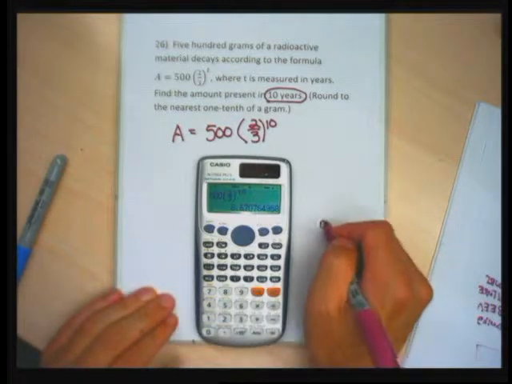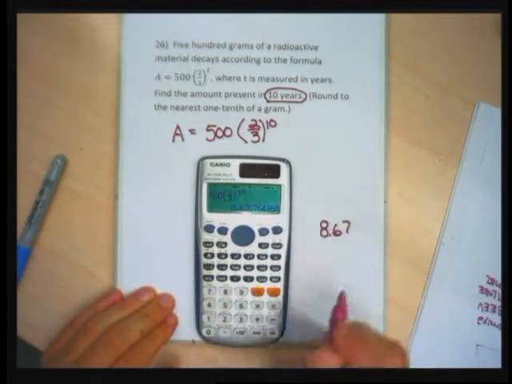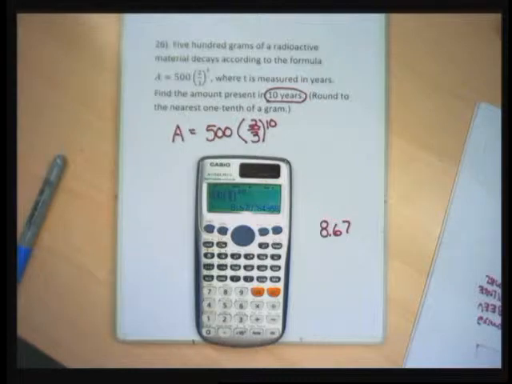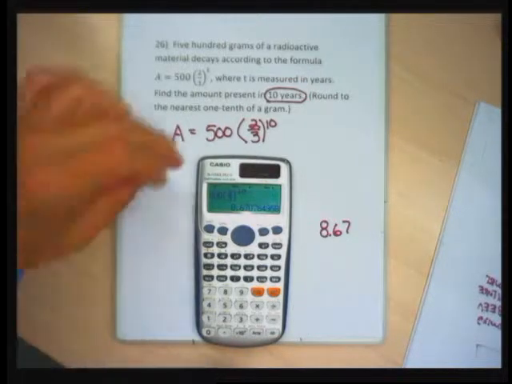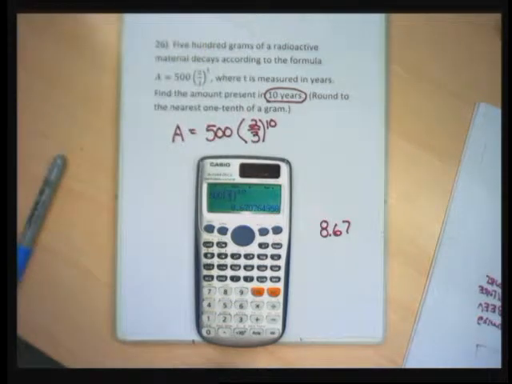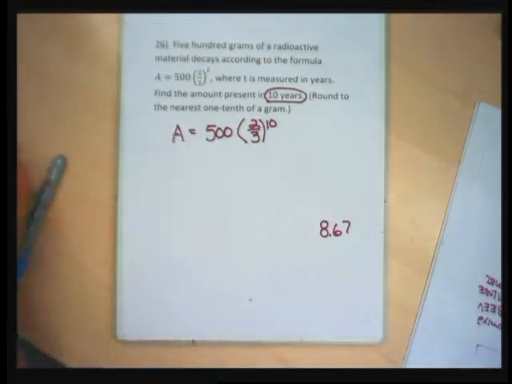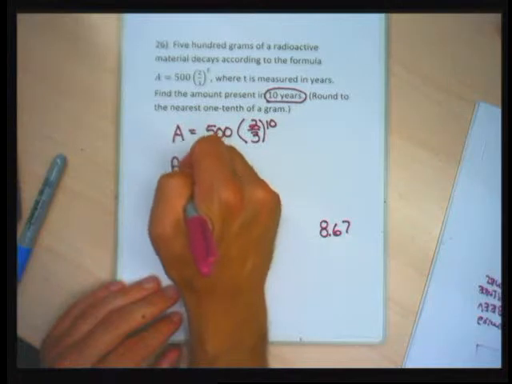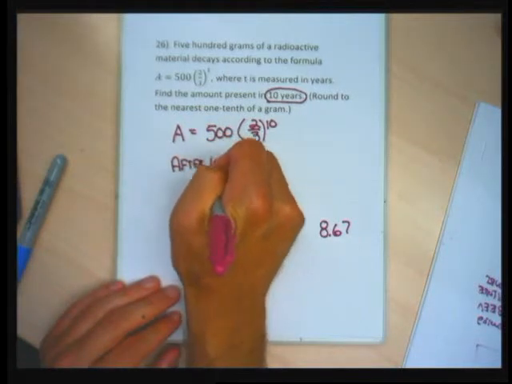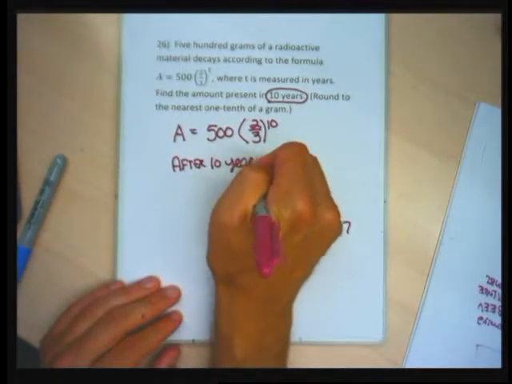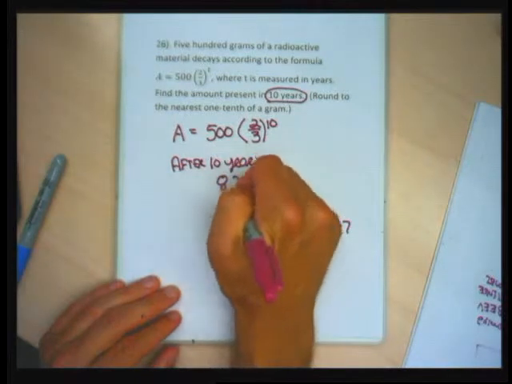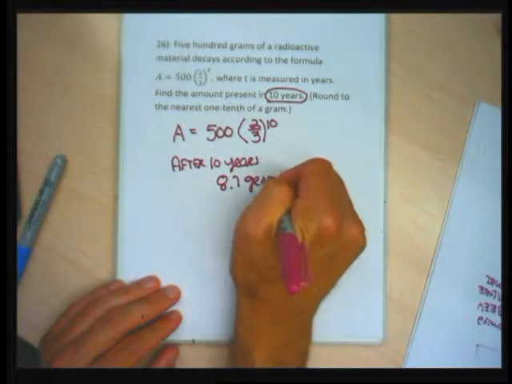so I'm rounding to 1 decimal. In 2 decimals I get 8.67, so there's going to be 8.7 grams left after 10 years. So it started with 500 grams and it's decaying rapidly, and after 10 years there's going to be 8.7 grams left.